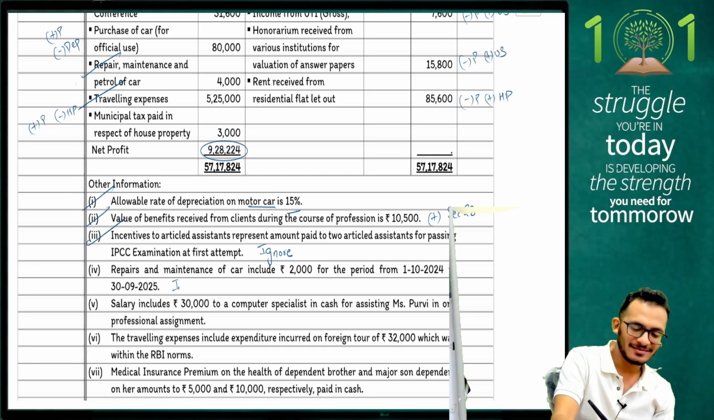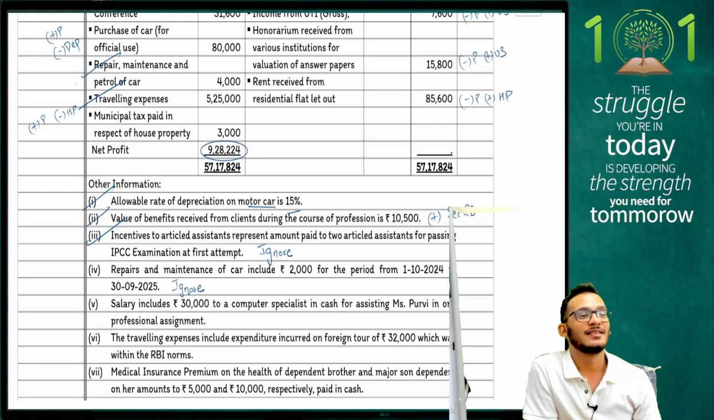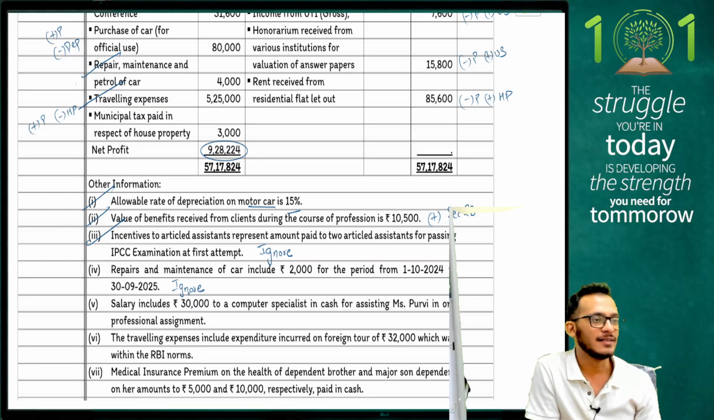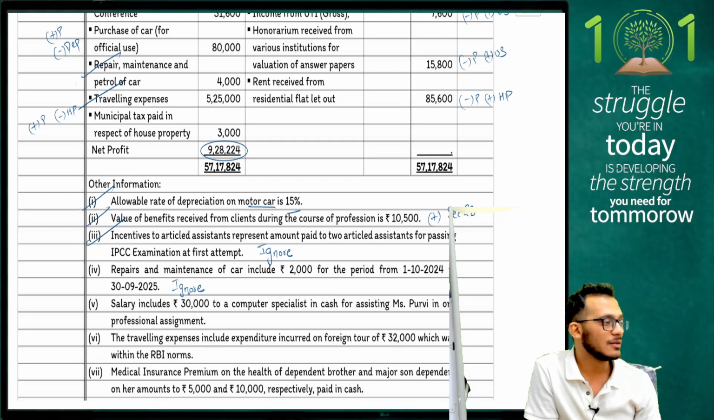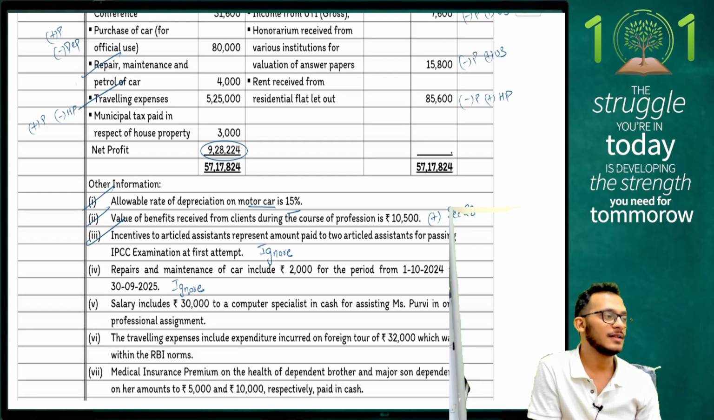Ignore. Sir, it's for official purpose, right? Person is following cash basis. Cash basis means whatever I pay is an expense, whatever I receive is an income. I paid 2000. For me, 2000 is an expense. I don't care what period it pertains to because I'm following cash basis. This is what I told you, people. Cash basis can get really confusing in exams.